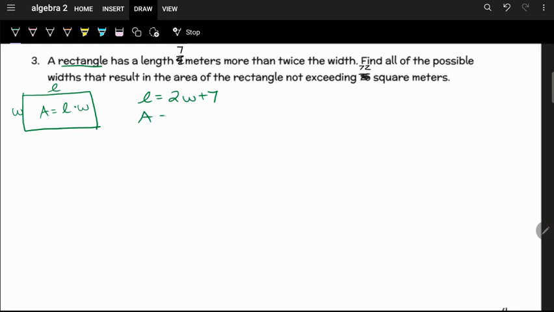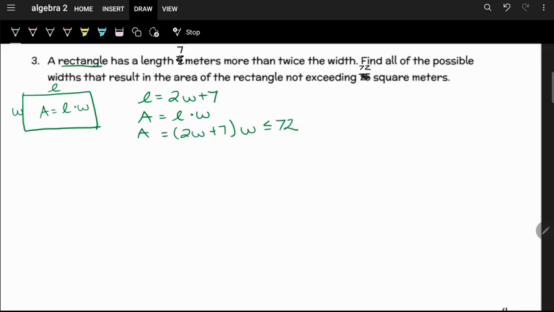And that also means that area is equal to length times width, which means it's equal to 2 times W plus 7, because that's what our length is equal to, times W. We can just substitute that in. So we're just putting this equation and this equation together. And that last bit of information said that the area is not exceeding 72 square meters. That means that this area here has to be less than or equal to 72.